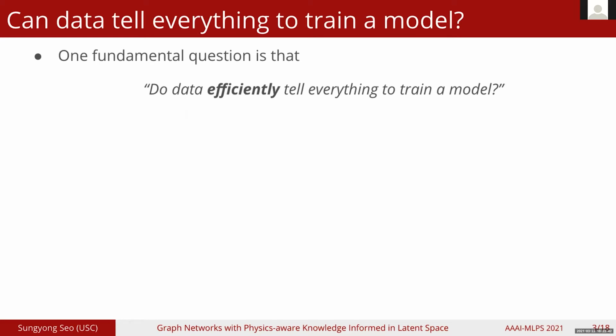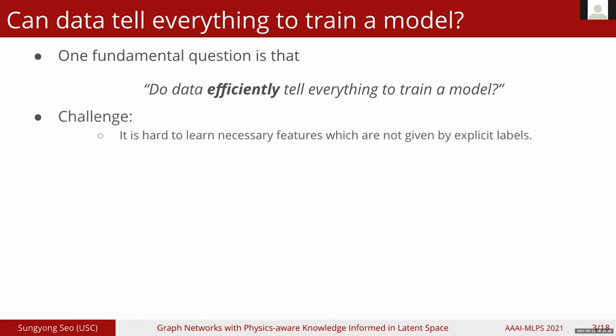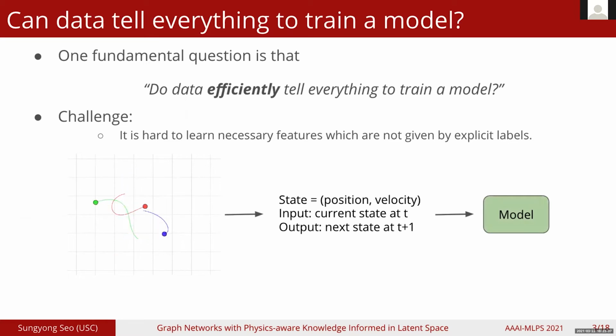However, I had a lot of questions about the omnipotence of data and kept asking myself one fundamental question: do data always efficiently tell everything to train a model? There are some challenges in practice if we only depend on data, especially when there is some knowledge which is not very easily learnable from data itself. So it is hard to learn necessary features which are not given by explicit labels.